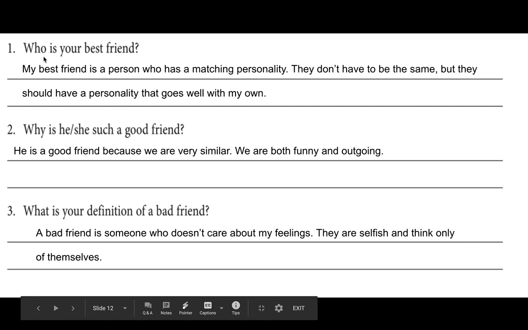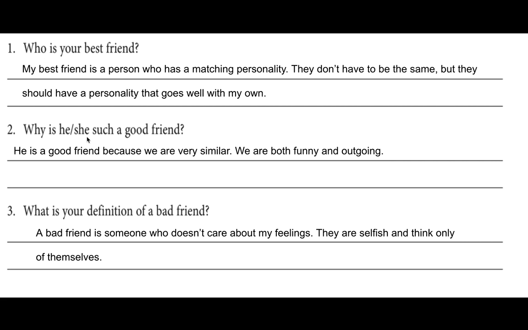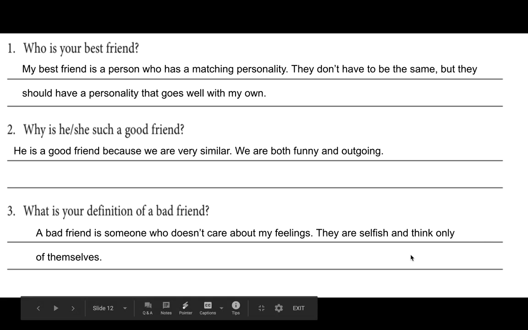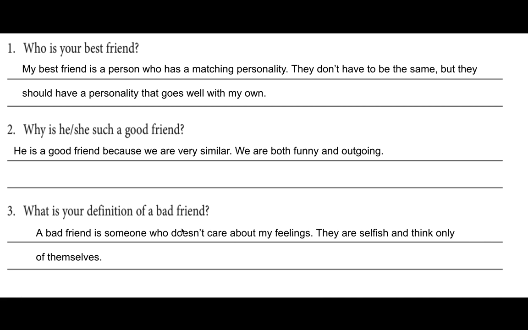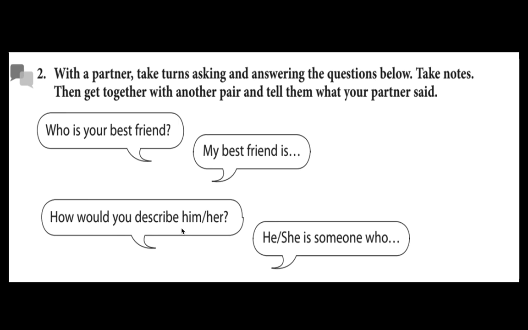So here we have 3 questions. Who is your best friend? Why is he or she such a good friend? What is your definition of a bad friend? If you press pause, you can try to make your own answer. Okay. So if you've done that, we can look at the way to answer.